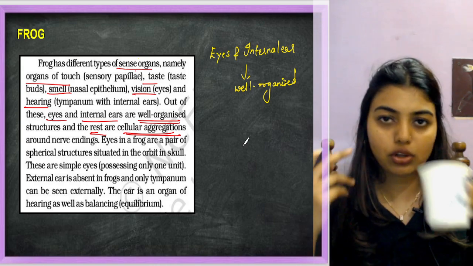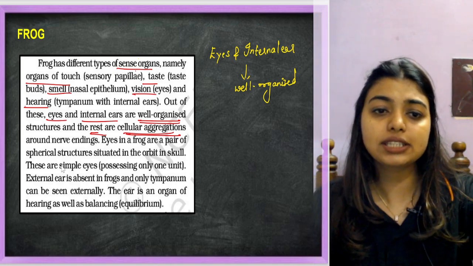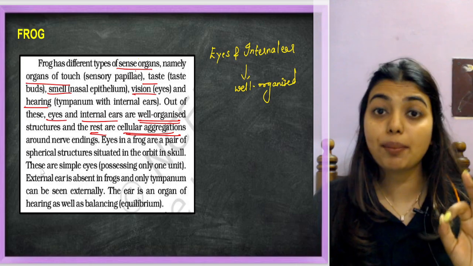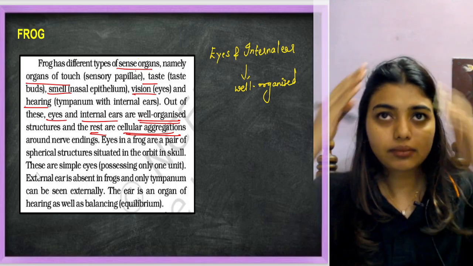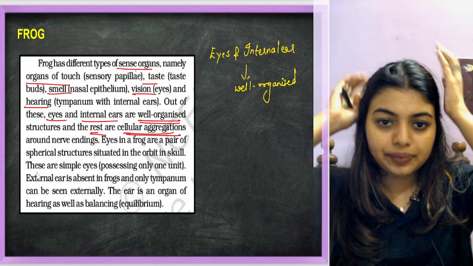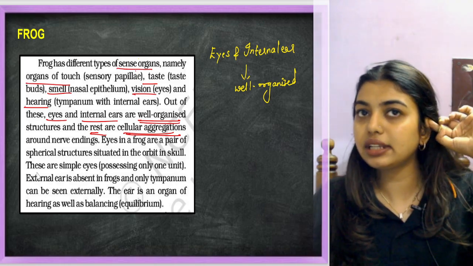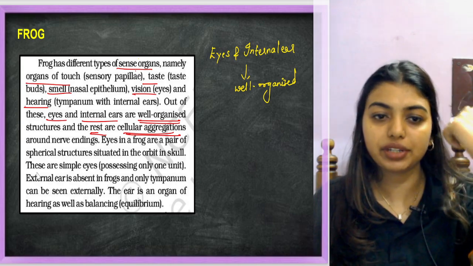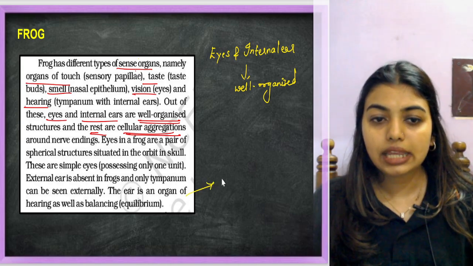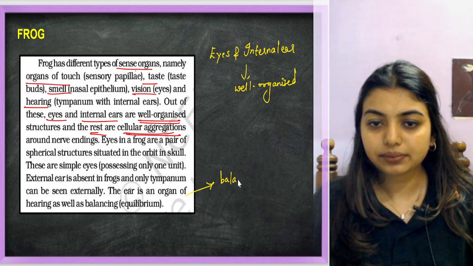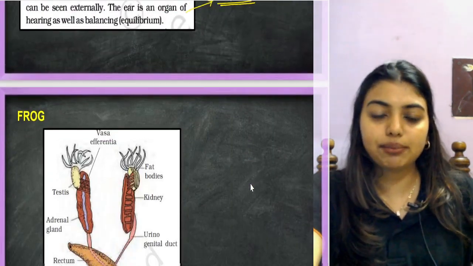Now, eyes in the frog are a pair of spherical structures situated in the orbit, like even we have an orbit. Students, these are simple eyes, not compound eyes. In cockroach, you're going to see compound eyes. These possess only one unit. Now external ear is absent in frog. We see only the tympanum, which can be seen externally. The ear is an organ for equilibrium and balance. Even in us, the eustachian tube is very important for your balance.